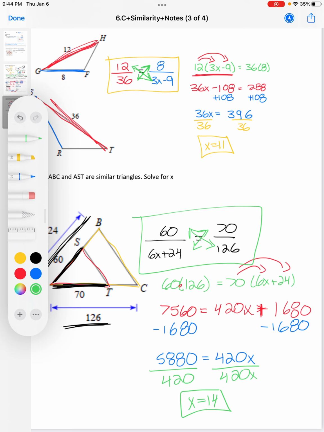So now you can work on that pink paper, your homework. You're gonna have to do the whole thing.